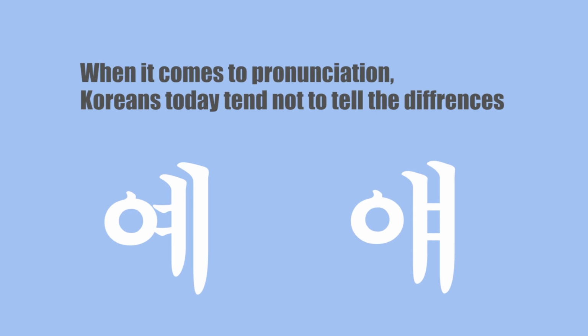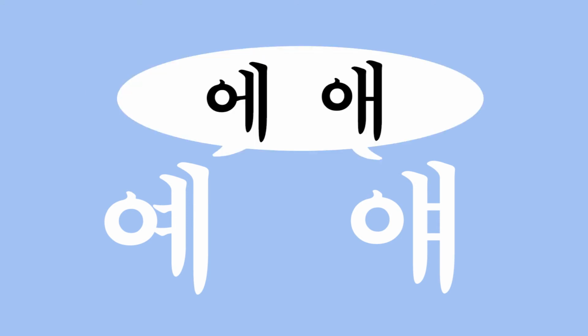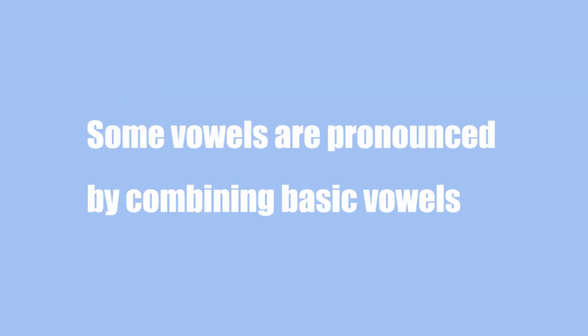When it comes to pronunciation, Koreans today tend not to tell the differences between them, like these two vowels we've just learned. So you don't have to be that careful to pronounce them differently. From now on, it will be helpful for you to know this rule. The vowels we'll see are combined from basic vowels. We call them vowel combinations.